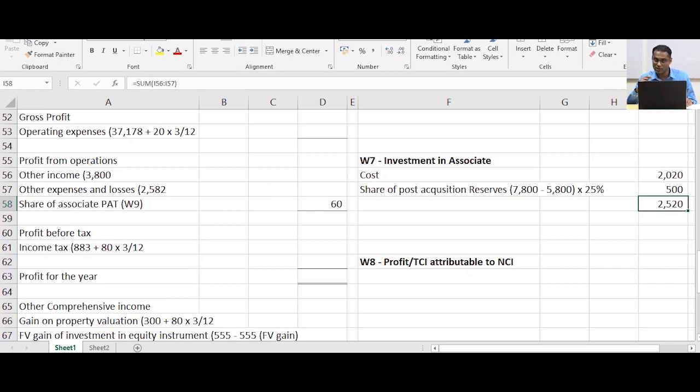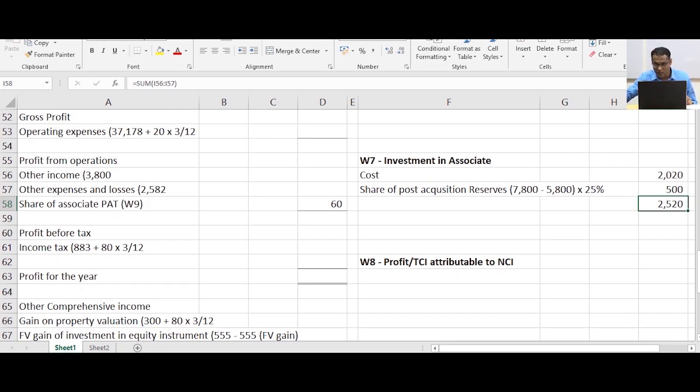Step acquisition means on 30th September 2019, now Pinnacle acquires an additional 35%. So the previously held equity interest, as I mentioned in the introductory video, if you have any previously held equity interest, that has to be fair valued. So this 2520, at the date of acquisition or on the date where the consolidation starts, you need to fair value and take that as a part of goodwill calculation, as a part of purchase consideration.